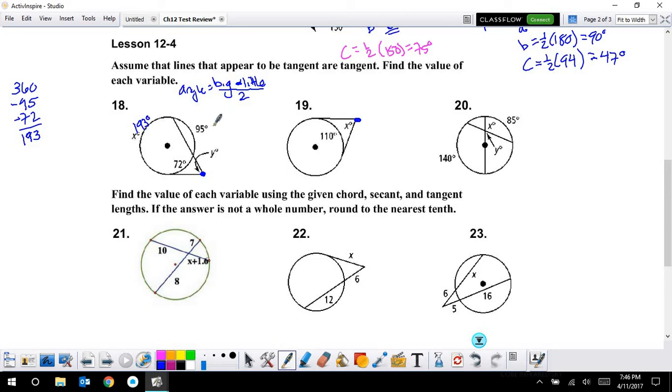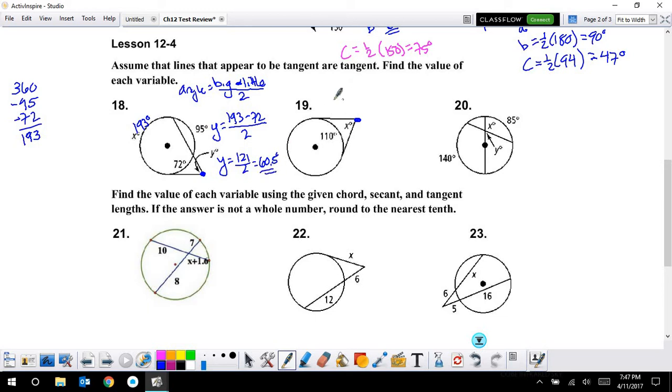So now I can go ahead and plug in. So y is my angle. The big arc we just found is 193. The little arc was 72. It's the one closest to the angle. When I subtract it, I get 121, divided by 2 gets you 60.5 degrees.